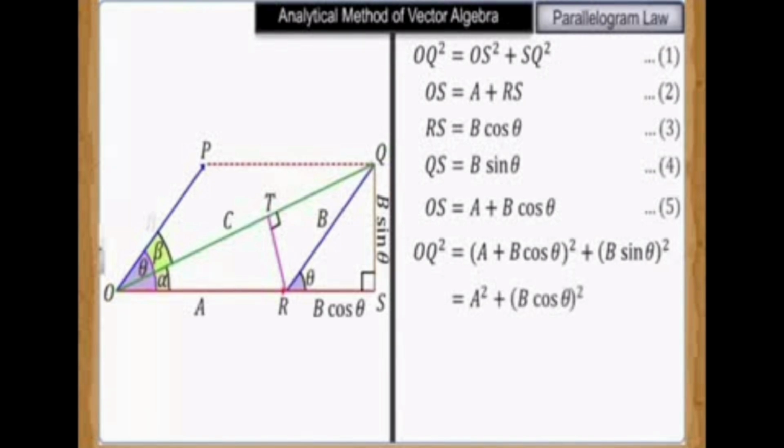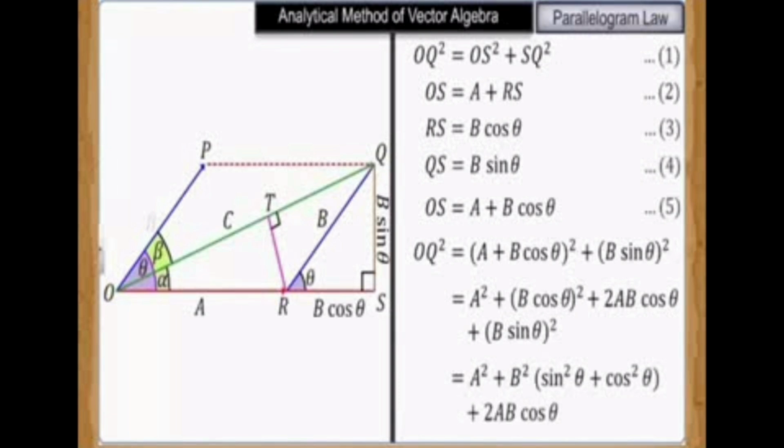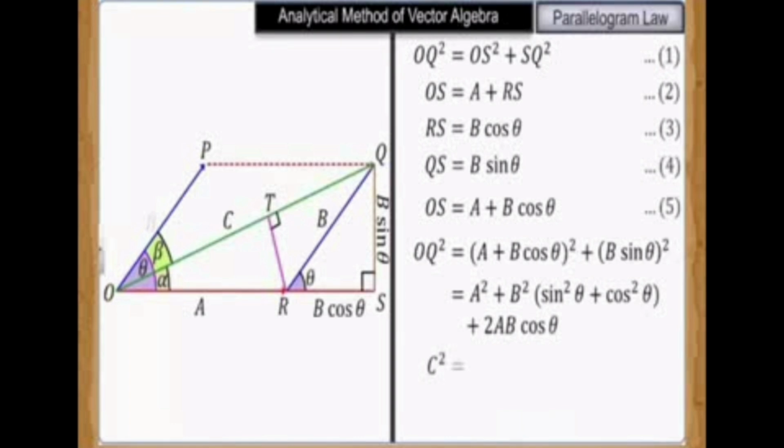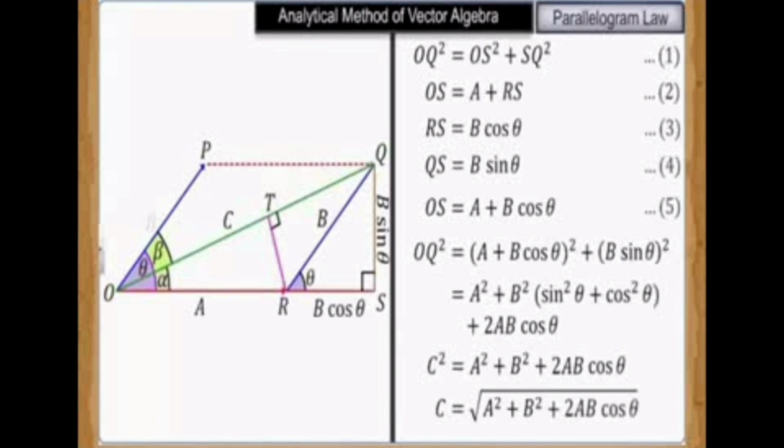Use the A plus B whole square formula: A square plus B square plus 2AB cos theta, plus B square sin square theta. When squaring B cos theta you get B square cos square theta. So B square is common, and sin square theta plus cos square theta becomes 1. So you can write C square equals A square plus B square plus 2AB cos theta. So this is the resultant. C is equal to the root of A square plus B square plus 2AB cos theta.